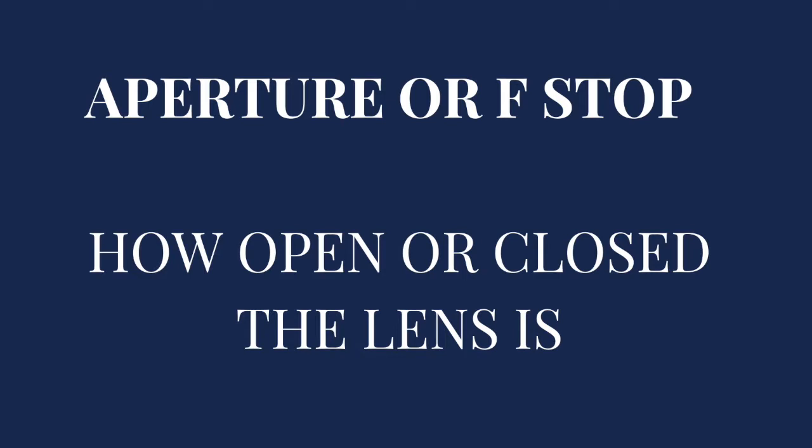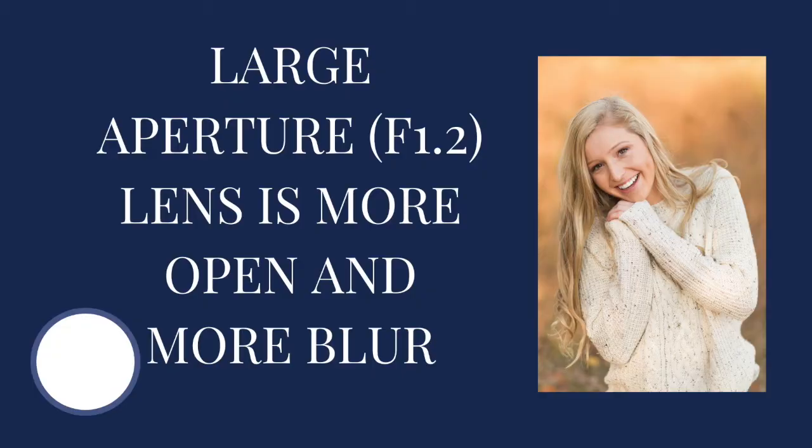All right, so we're going to start with aperture, and you might hear it called f-stop as well. So aperture, f-stop, is just how open or closed the lens is. Okay, so a large aperture would be something like an f-stop of 1.2. This means the lens is more open and there's more blur in the background of your image generally when you have a lower f-stop number. So lower f-stop number means large aperture. That can get a little bit confusing, but don't get too wrapped up in it.